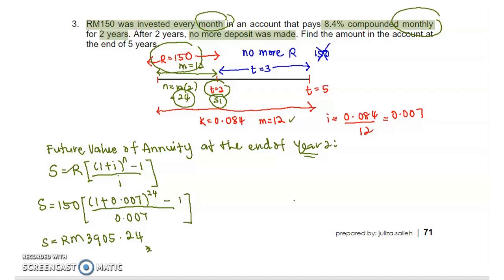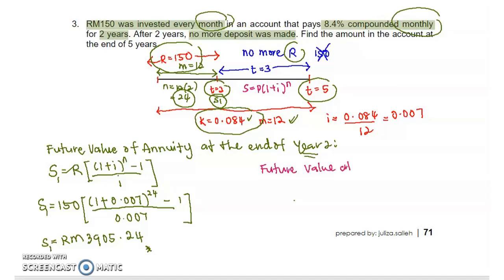This is the future value at the end of year 2. Now we want the future value at the end of year 5. At the end of 3 more years, no more R, but the interest is still compounded 8.4% every month. Now this S becomes S1 here. This becomes the new principal in order to calculate the future value at the end of year 5, but interest is still compounded monthly at 8.4%. So for the other 3 years, you use the compound interest formula. The interest is still compounding, but no more annuity, so you use the formula S equals P times (1 plus I) power of N, because there is no more annuity. So here I put the future value at the end of year 5.